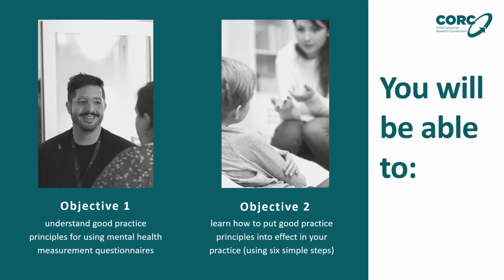Objective number 2 is being able to apply those 6 steps to your practice to make maximum use of outcome measures. It's important at this point to say that these 6 steps outlined here have been fully informed by the voice of children and young people. We've heard from young people routinely about how they want outcome and feedback tools to be used, and we'll hear from some of them as we go through today's session.